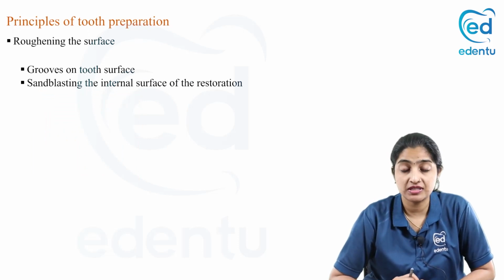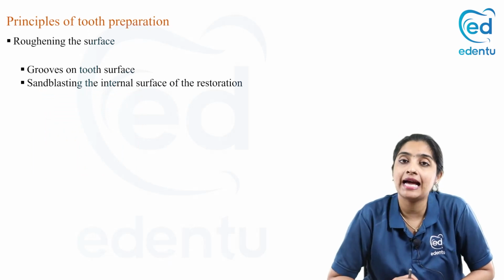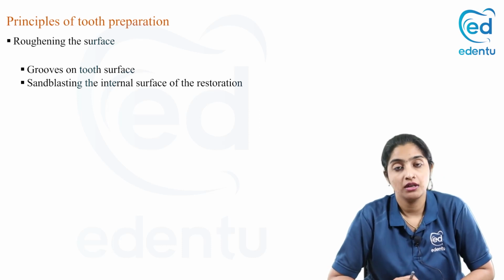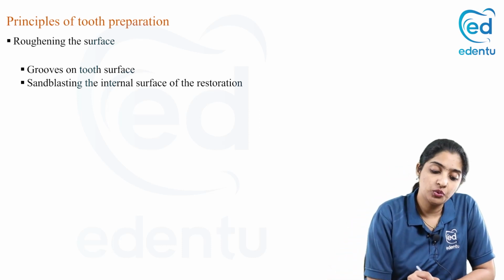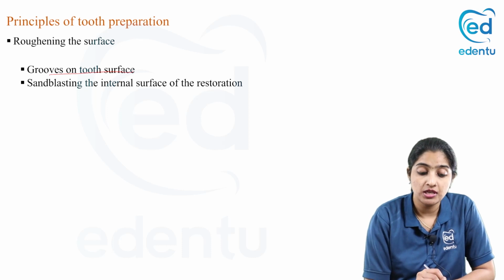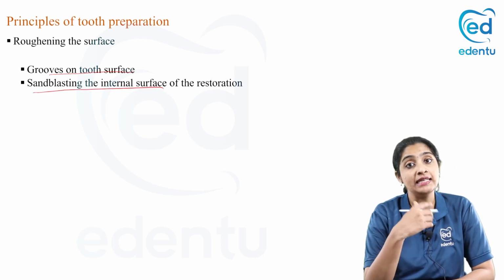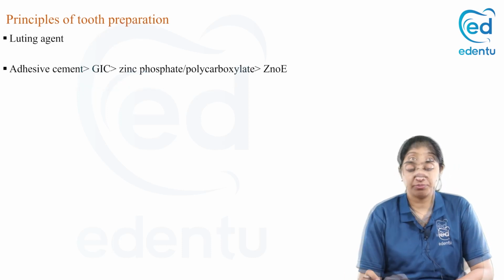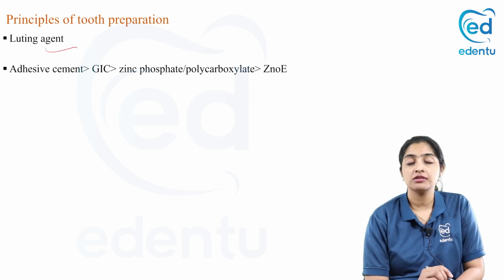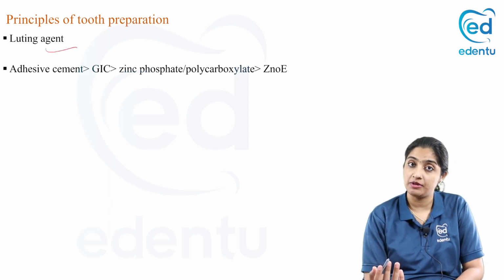Now, roughening of the surface will enhance the mechanical retention of the crown. You can do it either by grooves on the tooth surface or by sandblasting the internal surface of the restoration. Now, variations in the luting agent. Different types of luting agents can be used.